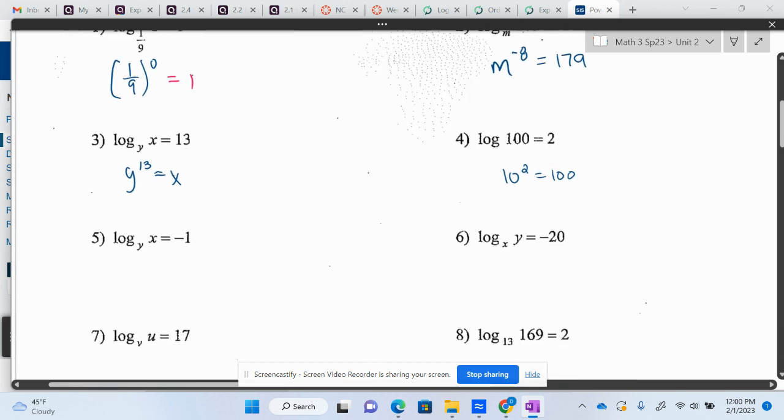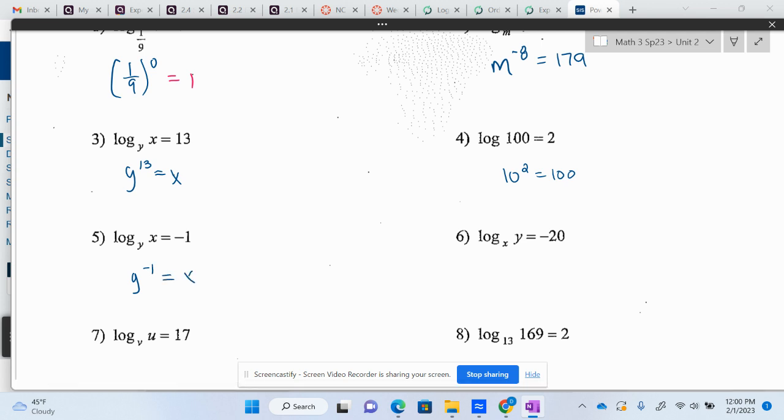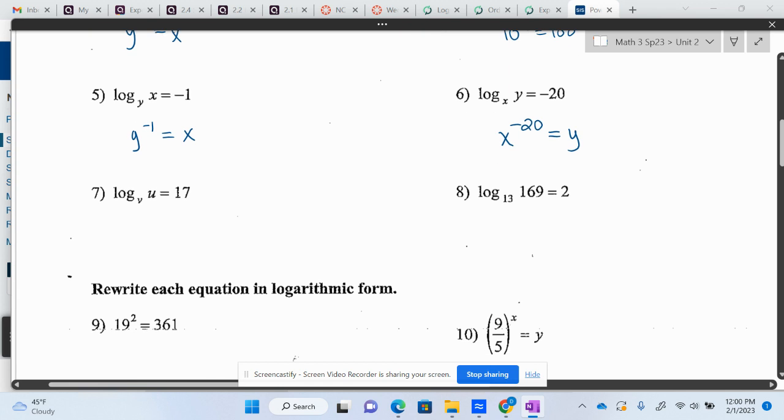Okay. Number 5. What's my base? Y. What's the power? Equals what? Number 6. What's my base? To the power of what? Equals what? Okay. You guys good with that? Can we skip the last 2? I already posted it filled out.